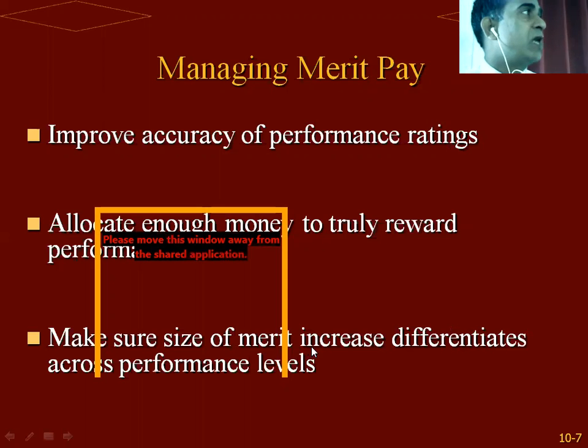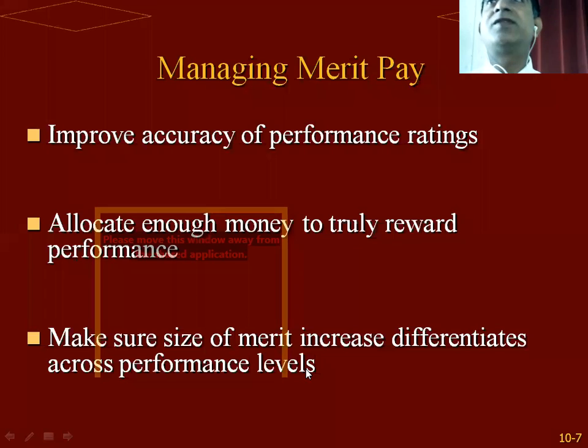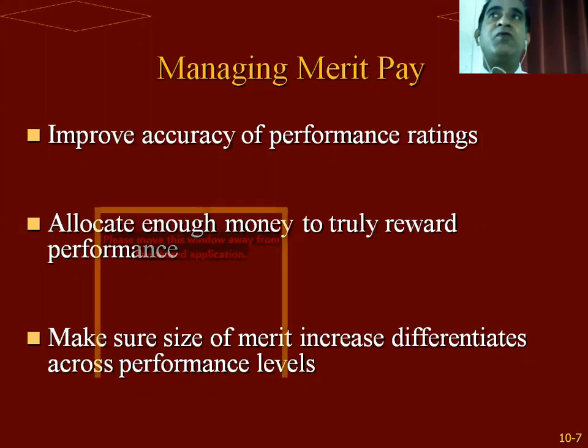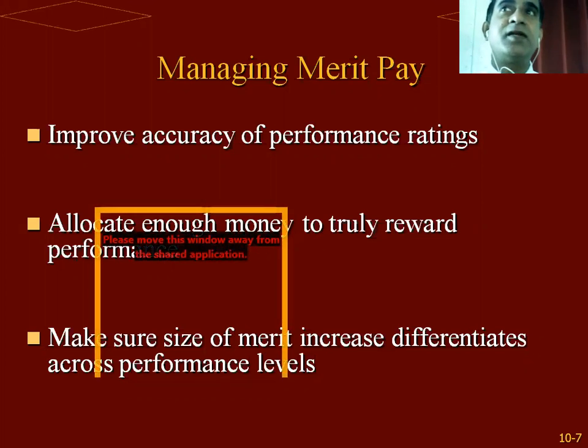Make sure size of merit increase differentiates across performance levels. Say for example, there are 3 employees in sales, among sales representatives, one who has performed only up to 60%, second employee has performed exactly 100%, third employee has performed, let us say, 140%. Now if we consider the last 2 employees, one sales rep has performed up to 100%, another has performed 140%. Can you pay the same incentive to both?